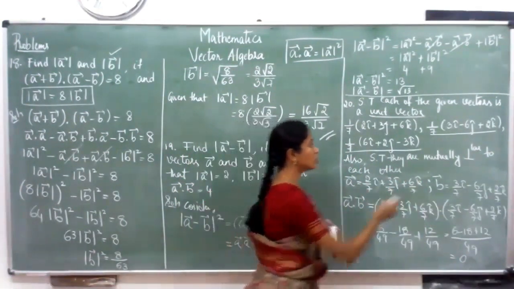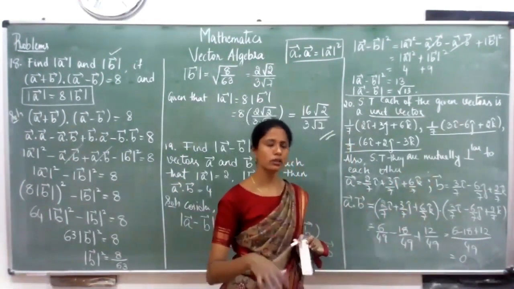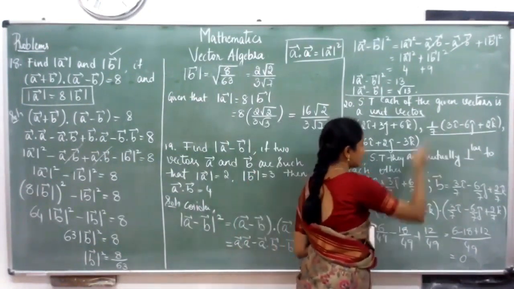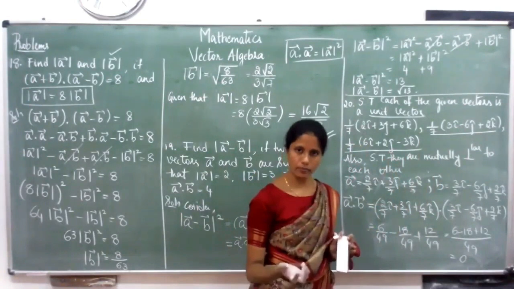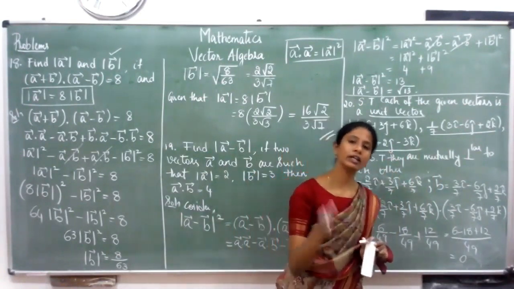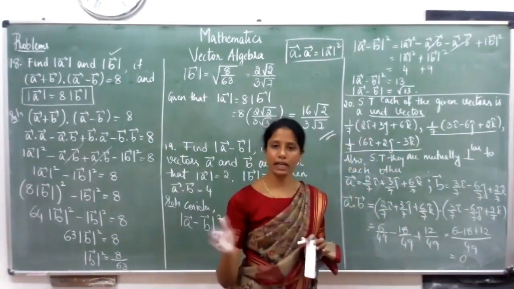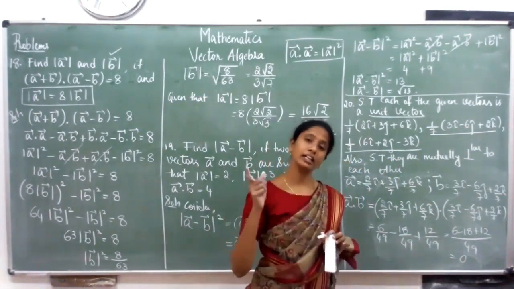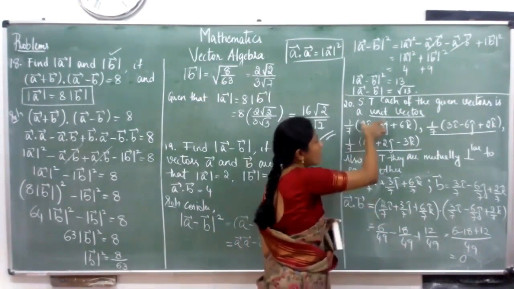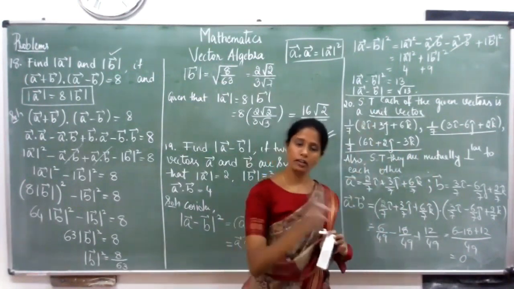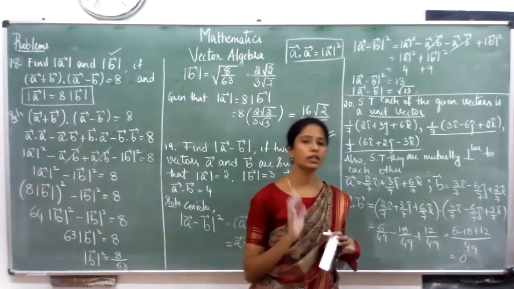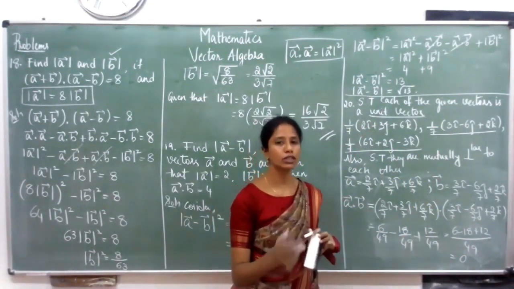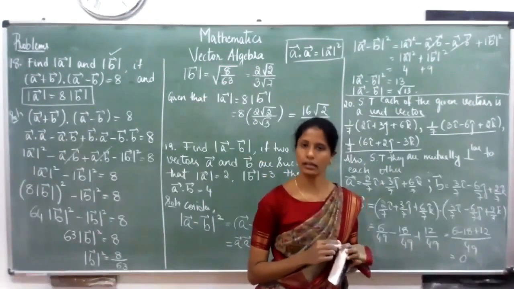But they have asked us to show they are mutually perpendicular. So what you should do next is consider vector B dot vector C. Find the dot product between vector B and vector C. Again, you should prove it is equal to 0. After that, you should take vector C dot vector A. There also, those two will be perpendicular. You will get the result as 0. These two things, you should do as an assignment.